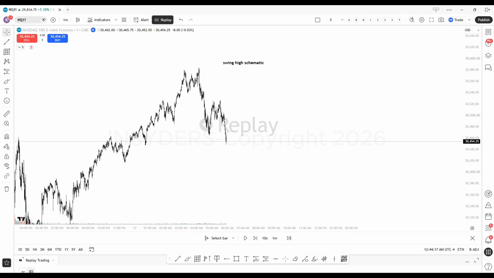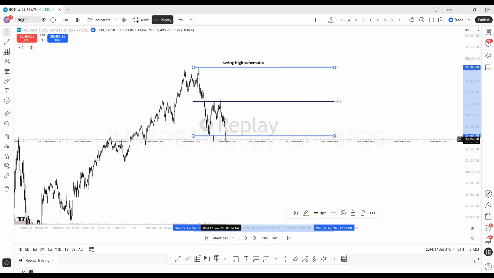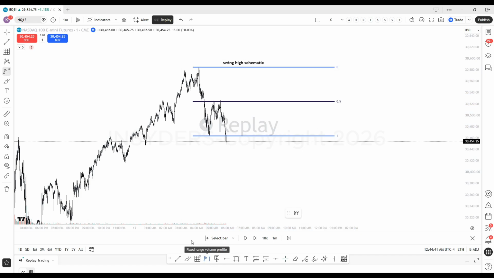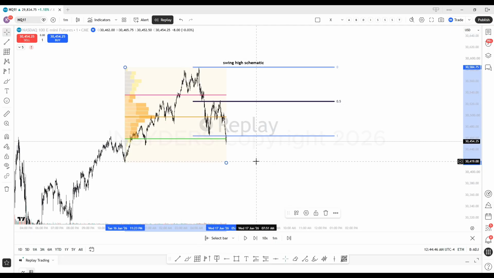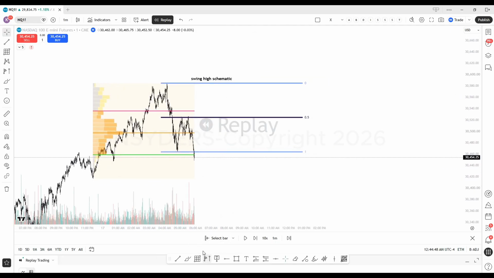Okay, for the second example, we have a swing high schematic. Go back to the diagram if you need help. Start with the swing high, find your low, and price must have rotated back into the 50% line and broke the low afterwards. Once we identify our schematic, we want to place our profile in a place where we could get the entire picture. And then you could place it at the high if you want to.